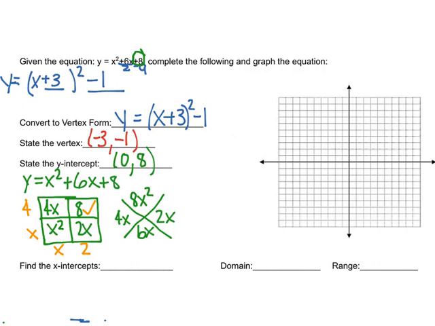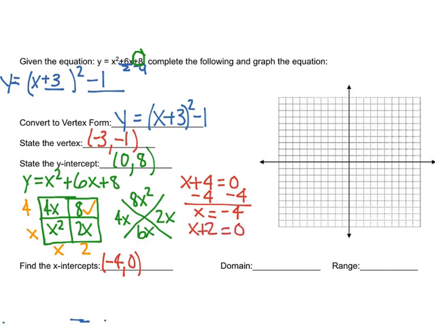Now since I'm trying to find the x-intercepts, I'm going to solve for x. So I'm going to take x plus 4 equals 0. Subtract 4, I get x equals negative 4. So one of my x-intercepts is negative 4, comma 0. And then the other one is x plus 2 equals 0. Subtract 2 from both sides. I get x equals negative 2. So my other x-intercept is negative 2, comma 0. So in order to find the x-intercepts, what you have to do is factor.